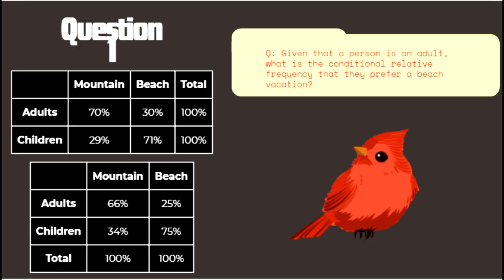Here's question number 1. This is your turn. Given that a person is an adult, so we're dealing with adults, what is the conditional relative frequency that they prefer a beach vacation? Adults and beach vacation. Let's see if we can figure this out. Pause it, come back. Well, we know that we need to have one that goes all the way across. This one doesn't. We don't have beach and adults lining up, so I'm guessing that our answer is going to be 30%. Let's see if it's correct.